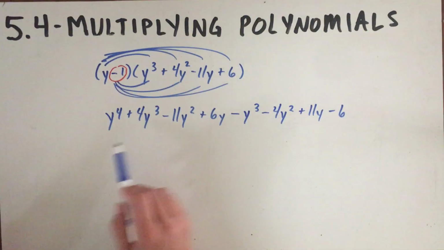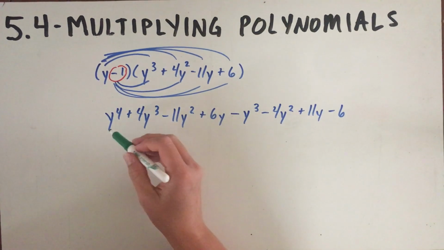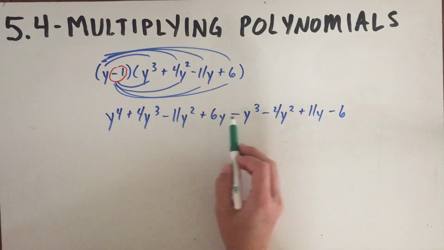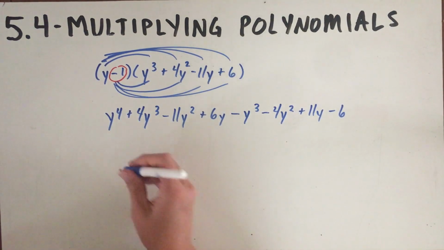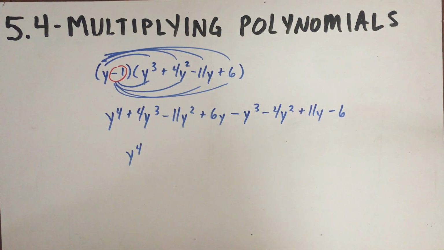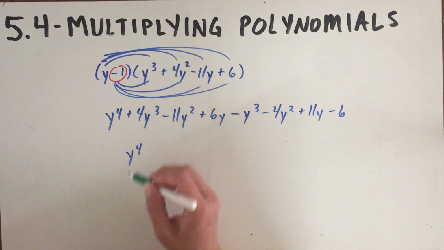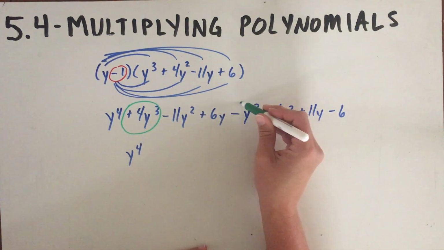Now I have all these terms here, and what I have to do is look through them and say, oh my goodness, are some of them like terms? And if they are, I need to combine them. So the like terms here, y to the fourth, there is no other y to the fourth. So it's just going to be y to the fourth.